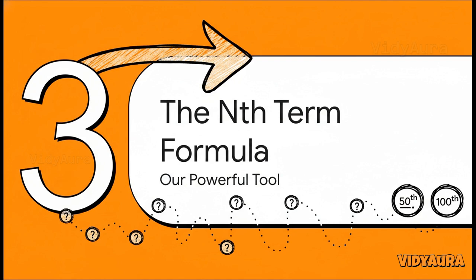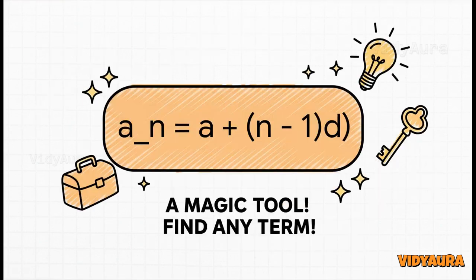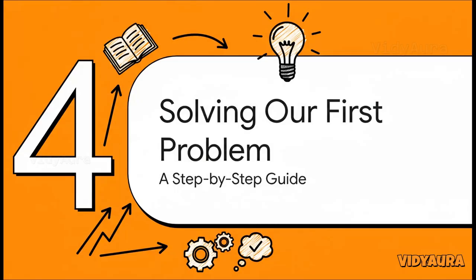Okay, we've got the basics down. But what if I asked you to find a term way down the line? Like the 50th term? Or maybe the 100th? I mean, can you imagine writing out all those numbers one by one? No way. That would take forever, and it would be so easy to make a small mistake. Luckily for us, math gives us an amazing shortcut. And here it is. This is the magic formula. Seriously, this is the most powerful tool in this entire chapter. With this simple formula, you can find any term you want, the 10th, the 50th, even the 1000th, without listing anything out.